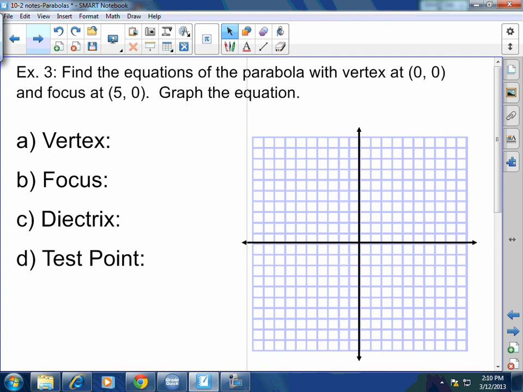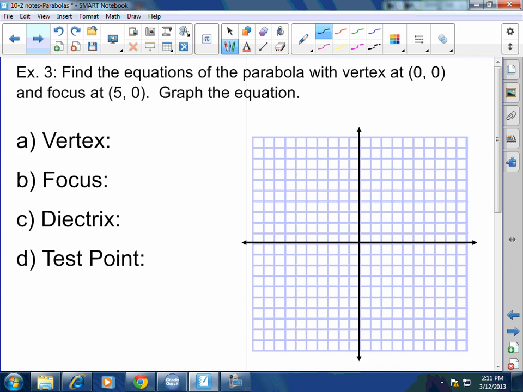Now, I want to find the equation this time of a parabola with a vertex at 0, 0 and a focus of 5, 0. What kind of a graph, an x squared or a y squared, has a value on the focus that is different than the vertex, guys? Is this going to be a y squared or an x squared? This is going to be a y squared, guys. And this is how you can tell.